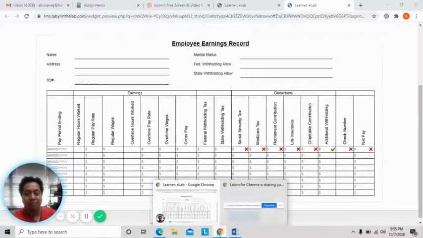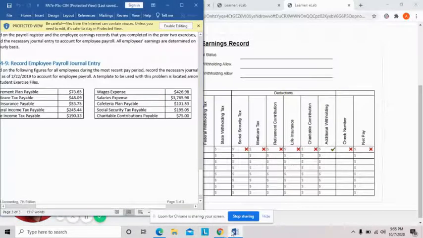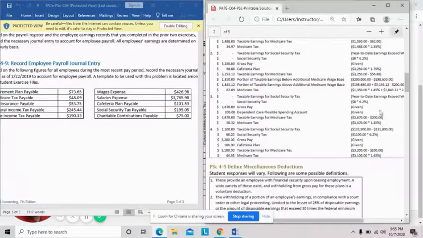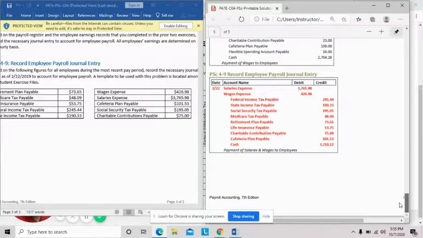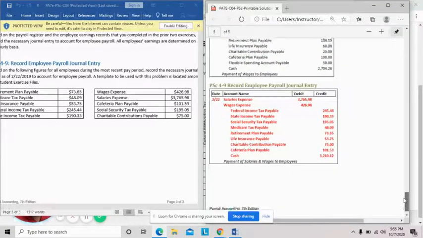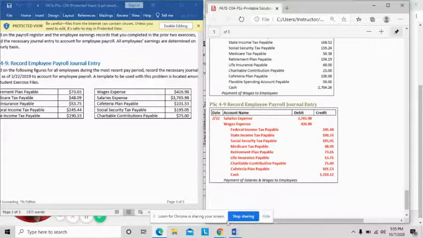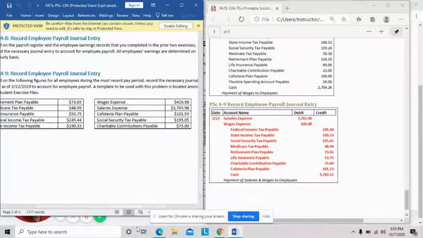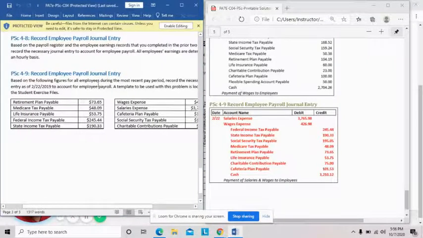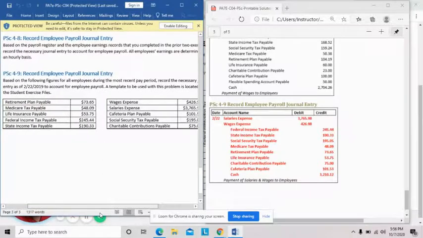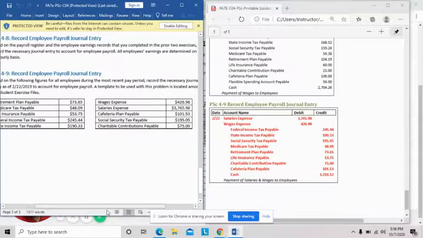Oh, one more thing. I also wanted to discuss the journal entry. So if you look at the journal entry that's likely to be given to you, in this case, we look at 4.9 here. Based on the following figures for all employees during their recent pay period, record the necessary journal entry, February 22, 2019. These are the various amounts.